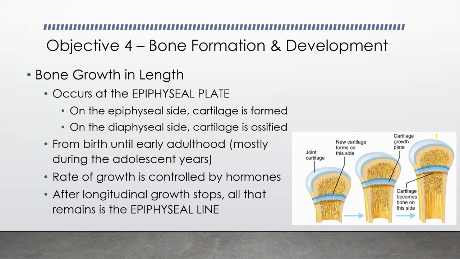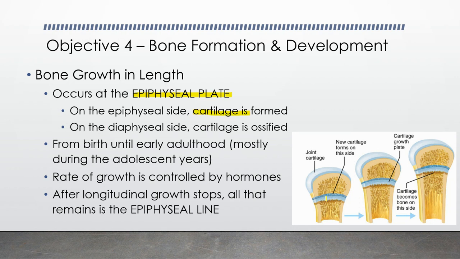All right, so in addition to that, once the bones are formed, they can also grow. And so we're going to look at growth in 2 different ways, growth in length and growth in width. When we're talking about growth in length, that's going to occur at the epiphyseal plate. Remember, we have a little thin layer of articular cartilage, hyaline cartilage there. And so on the epiphyseal side, so on the ends, you're going to have new cartilages formed.